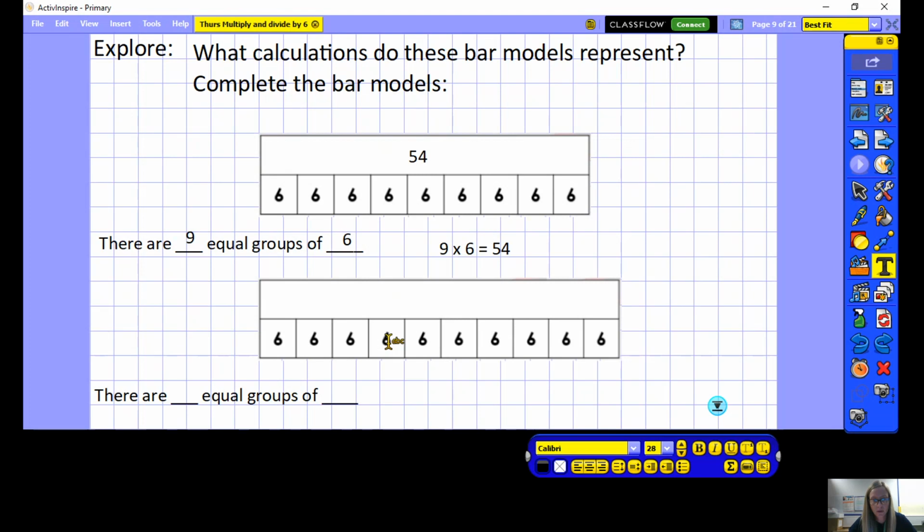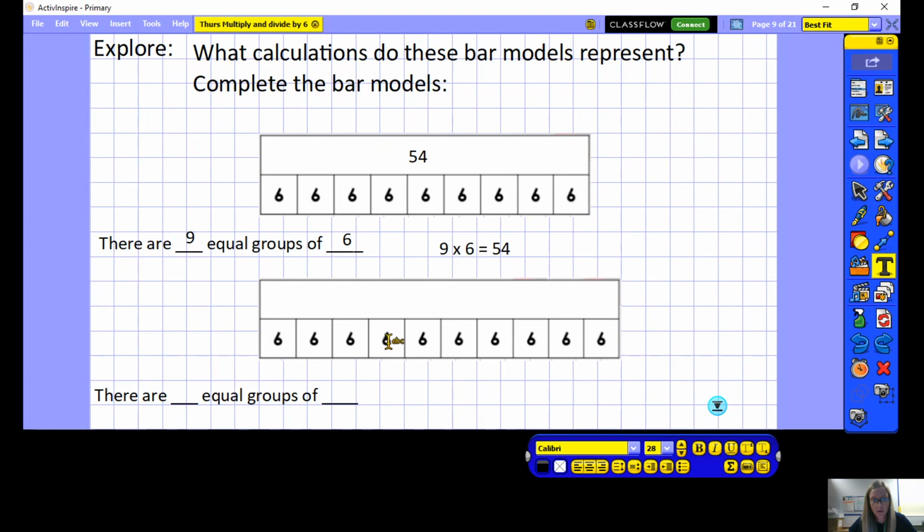This is how it would look on my bar model. At the top of my bar model, I've got the whole number, which is 48, and I've divided it into 6 parts. 1, 2, 3, 4, 5, 6 equal parts, and in each part of my bar model, I've got 8. So I've got 6 8s, which equals 48.